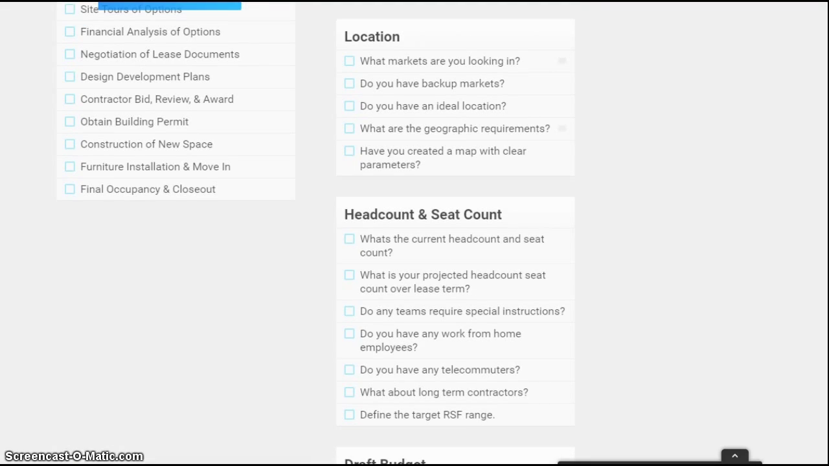Next up is going to be location, and this all has to do with what type of markets you're looking in and why you want to be there. If you have a backup location in mind, that's helpful. Also, if you have an ideal location, keep this in mind when you start viewing properties. It's always a great tip.